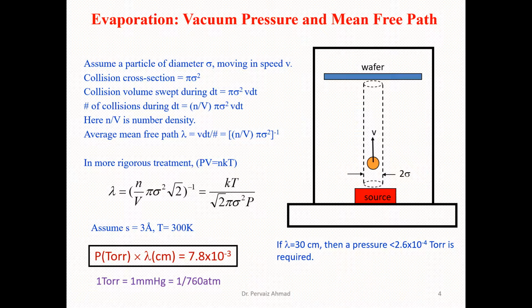is required. Here you can see that we have a relation between the pressure and the mean free path, and when you multiply both of them, it is equal to this particular number. So if you put the value of lambda equal to 30 centimeter, we have a pressure smaller than 2.6 into 10 raised to power minus 4 torr required for the film deposition. And you know that the typical vacuum for evaporation is smaller than 5 into 10 raised to power minus 6 torr.